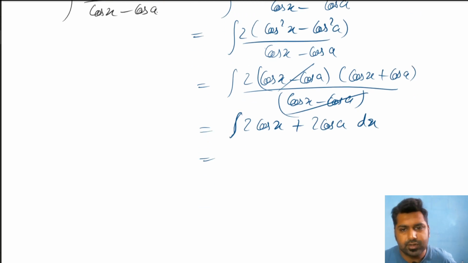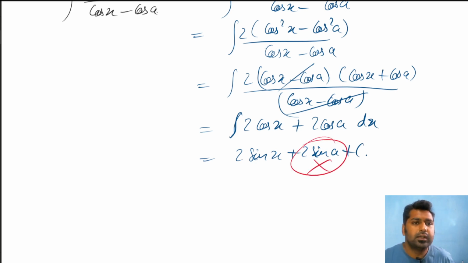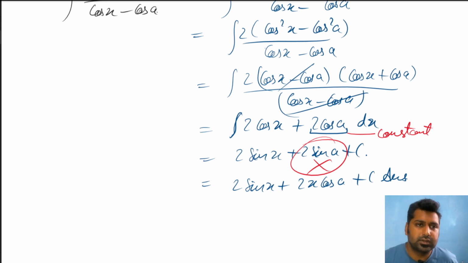Usually the students will write the integration of cos is sin x, so 2 sin x plus 2 sin a plus c, and this is where they are wrong. Why? We are integrating with respect to x, so cos x integration is sin x, fine, but cos a is some number that we don't know, it's a constant. What is the integration of a constant? 2 sin x plus constant integration is just applying x with it, so 2x cos a plus c. This will be the answer. So remember that if you write down 2 sin a, that will be the wrong answer. Usually this mistake happens a lot. We get casual and this mistake happens all the time.